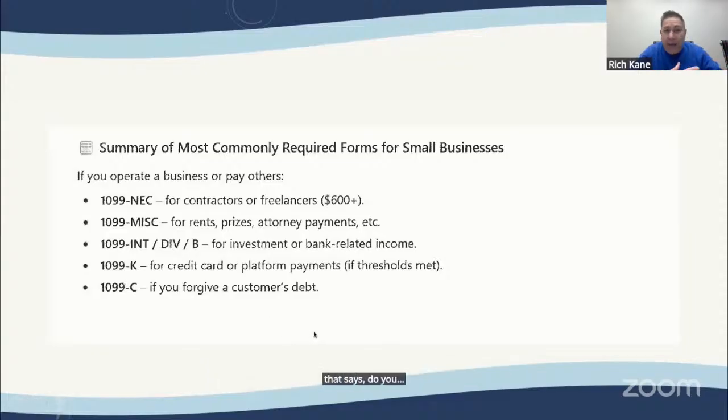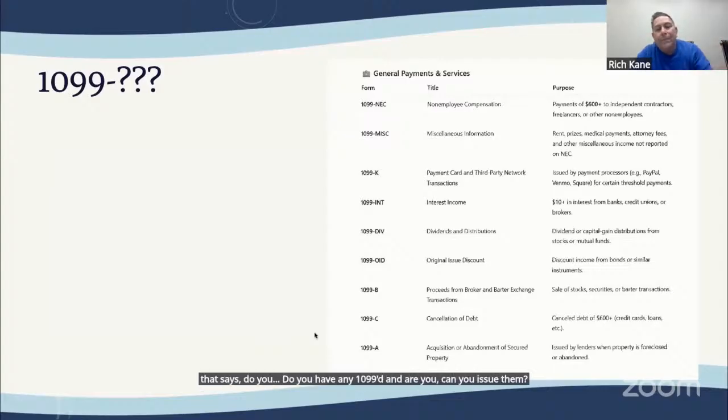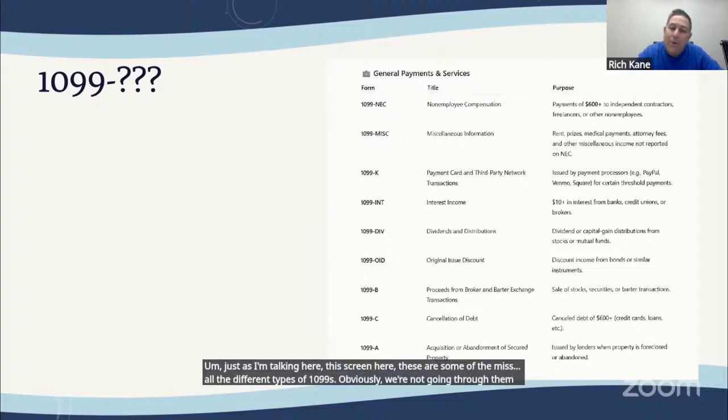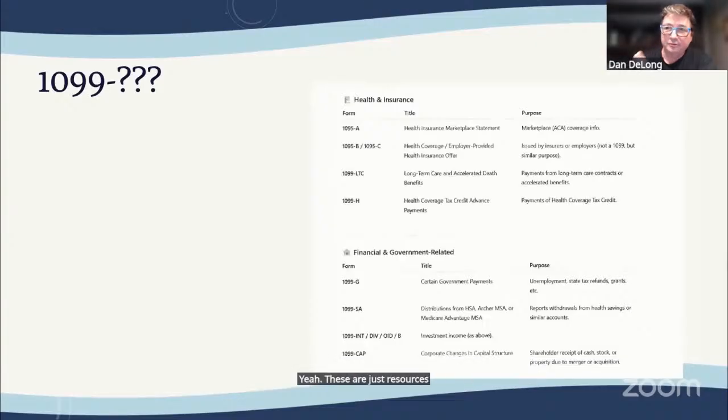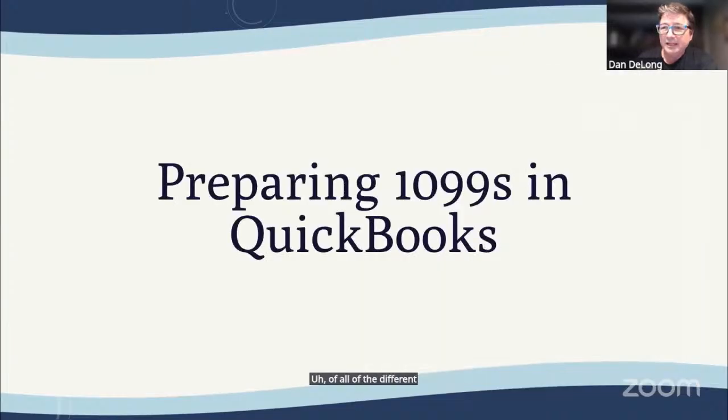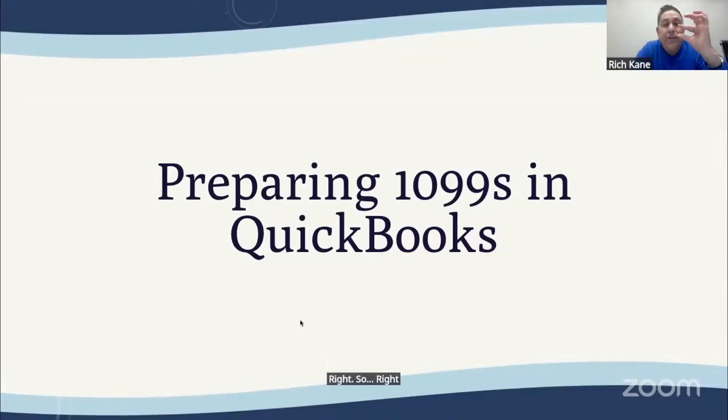Right. But I want to mention that we're going to be coming up with a slide in a little bit. Your tax return physically asks you two questions: do you have any 1099s, and can you issue them? This screen shows some of the different types of 1099s. Obviously, we're not going through them, but some people ask what the different 1099s are. Dan, you can scroll through the next 4 slides. These are resources for you out of the handouts. But let's jump into how you do this inside of QuickBooks. Everybody should know that there are questions on the tax return that you have to answer. So you're saying you're going to remit them, even if it's late, get them to the IRS.